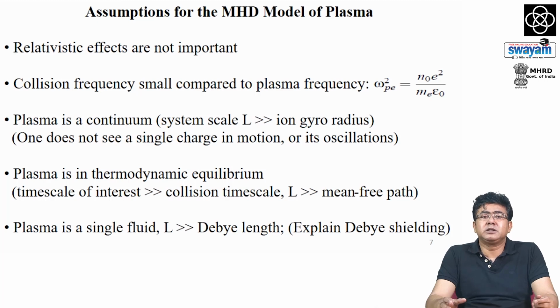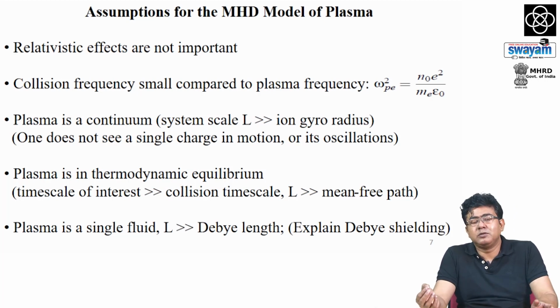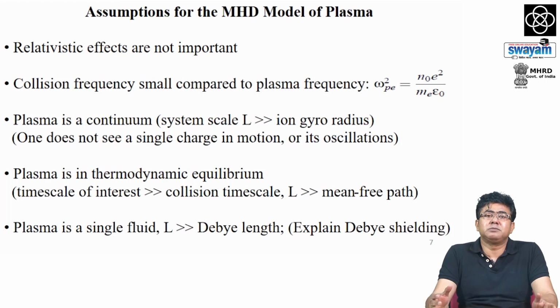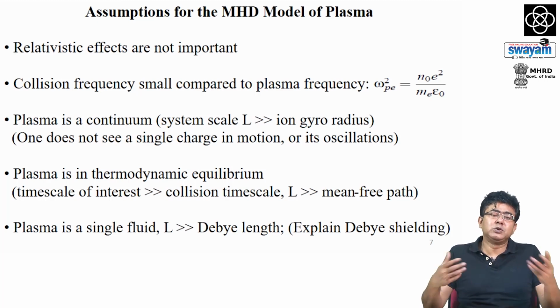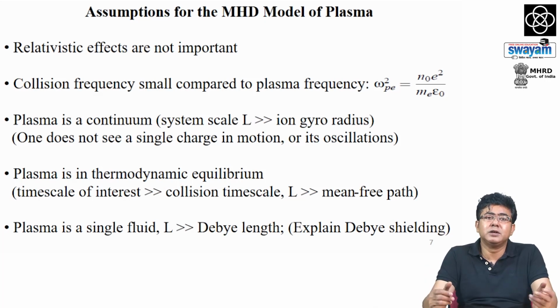Additional assumptions are that the collisional frequency in the plasma you are dealing with is small compared to the plasma frequency, and that the plasma is a continuum, with the system length scale being much bigger than the ion gyro radius. What these assumptions imply is that you are not really seeing any single charge in motion, or their oscillation. What you are really seeing is the whole system, not a single charge, and this assumption is important in terms of dealing with the whole system as a single fluid.